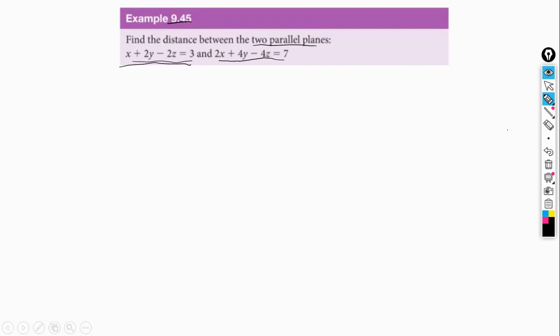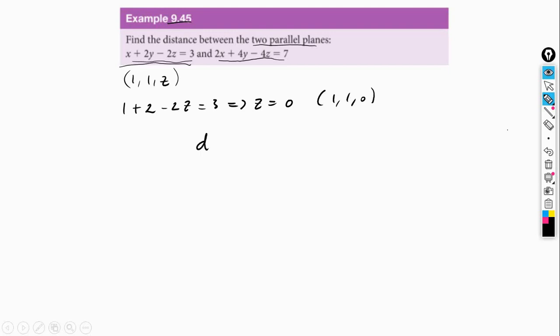So notice that we can find an arbitrary point in the form 1, 1, z on this first plane. So we would have that 1 plus 2 minus 2z is equal to 3. Therefore, z would equal 0. So that means that we have the point 1, 1, 0 on the first plane. Therefore, the distance we can find using the distance formula.